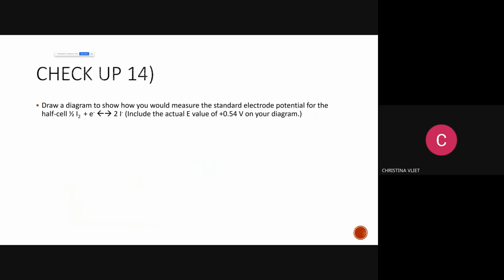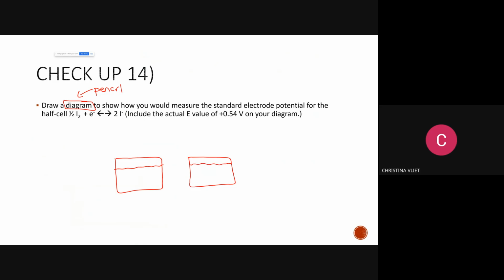All right, now it is time. Draw a diagram. First of all, does that mean pen or pencil? Pencil. Draw a diagram to show how you would measure the standard electrode potential of iodine. So, what would we need to do? How do we build this from scratch? You'd need a bucket. Usually we go with a beaker. You need one for your anode and your cathode.